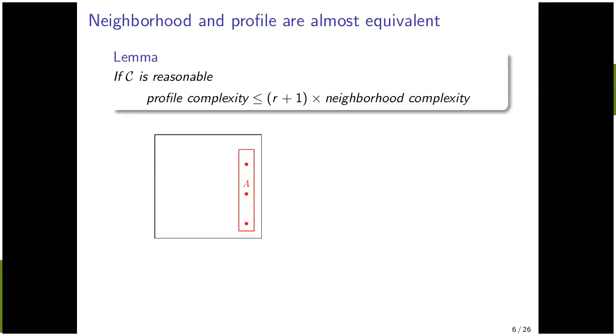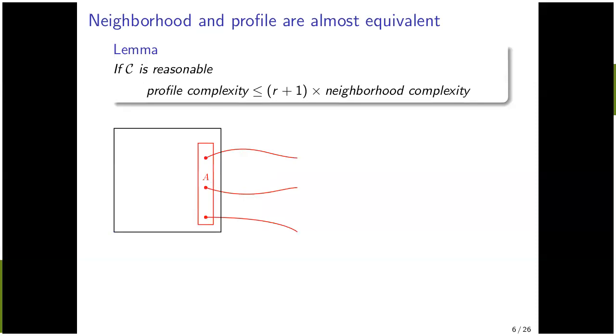Okay, so profile complexity is an upper bound for the neighborhood complexity, but actually they are almost equivalent because of this lemma. If C is a class with a reasonable condition on it, but really you will see it's not much to ask, then the profile complexity is at most (R plus 1) times the neighborhood complexity. So what does that mean? Well, we have a graph G in the class, a set A of vertices, and we want to bound the number of profiles we have on A.